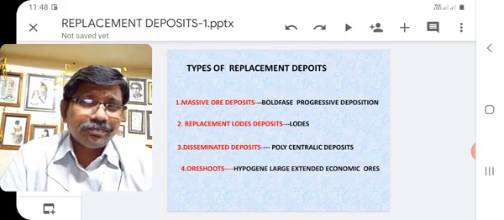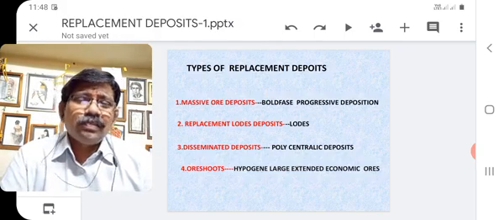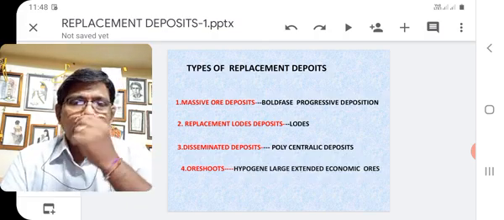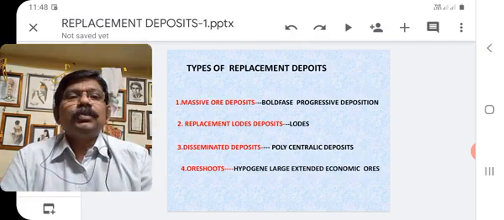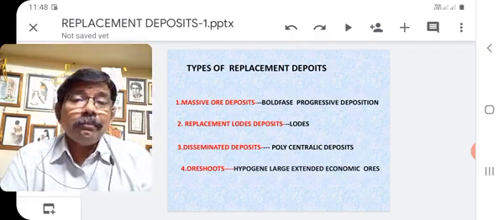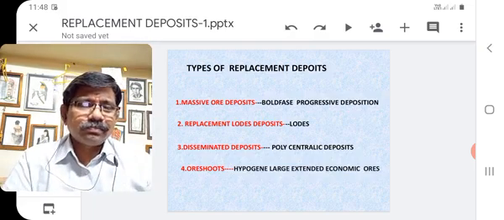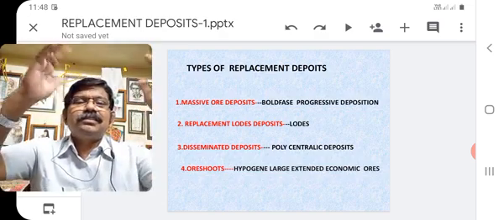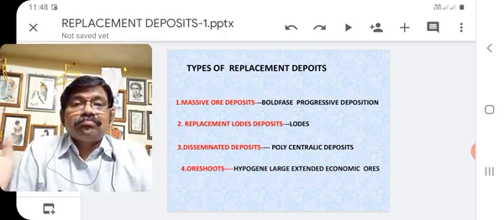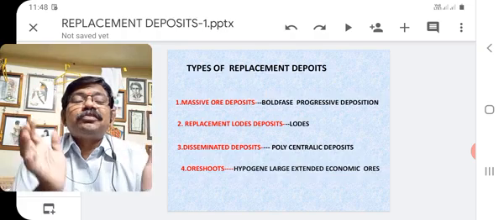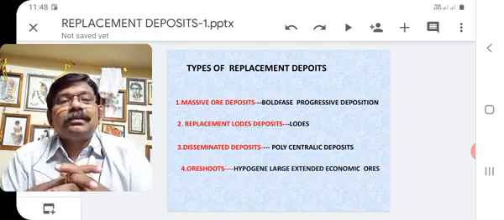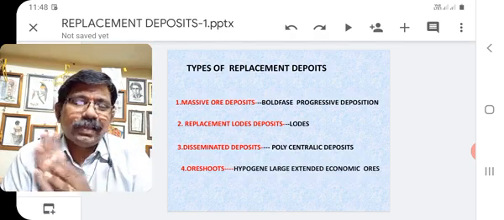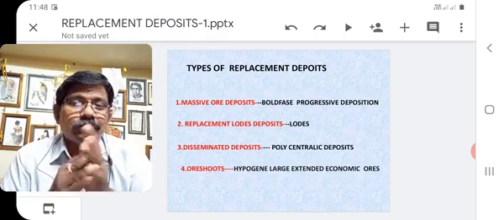For everything in deposition, it will follow a way. Suppose you think yourself, massive means the biggest, that is an accumulated piece, we will say that massive. It is a massive. How will it form? Massive ore deposits, how will they form?